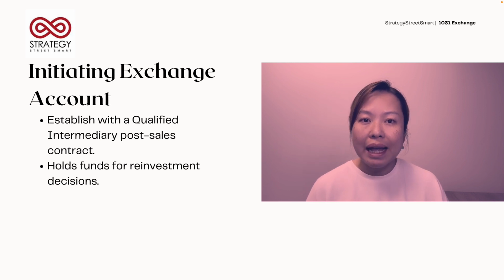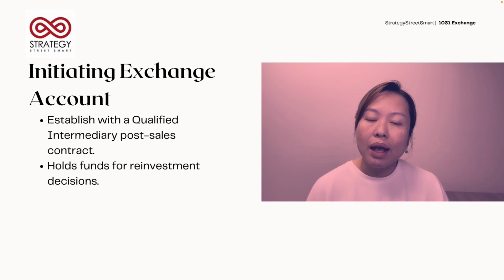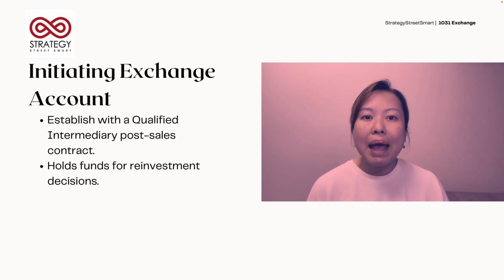The initial step in doing a 1031 exchange involves establishing an exchange account with a qualified intermediary, also known as an accommodator. This typically occurs upon the completion of a sales contract for the investment property. The exchange account is designed to receive funds at the close of the sale escrow process, holding them pending the investor's decision to reinvest in identified replacement properties.